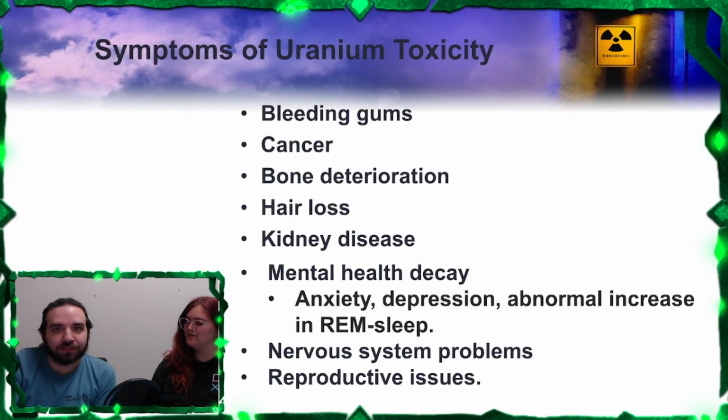So, the symptoms of uranium toxicity: bleeding gums, cancer, bone deterioration, hair loss, kidney disease, mental health decay, including anxiety, depression, abnormal increase of REM sleep, nervous system problems, and reproductive issues.